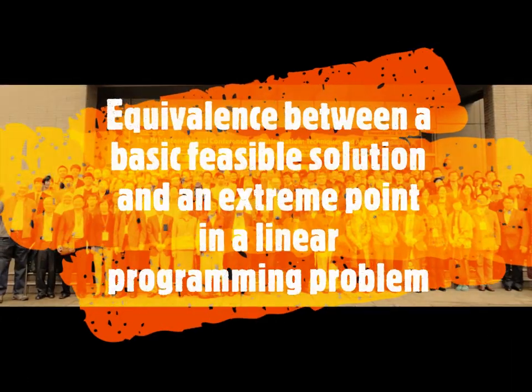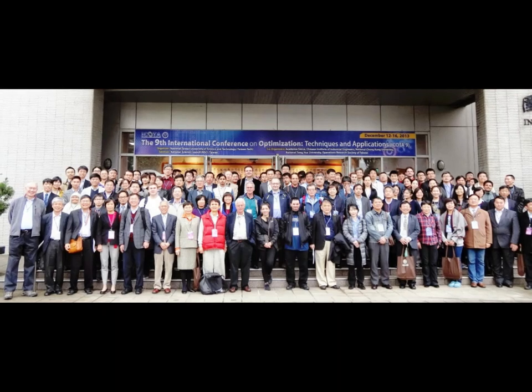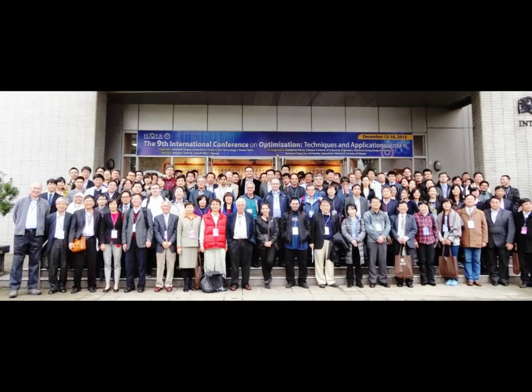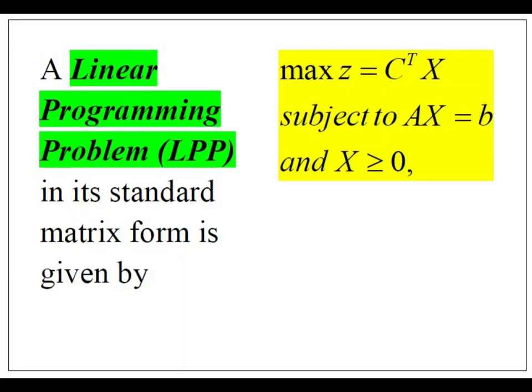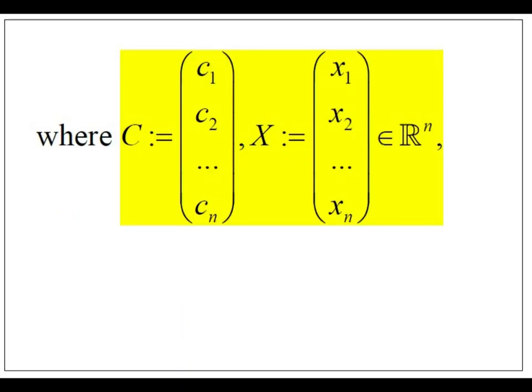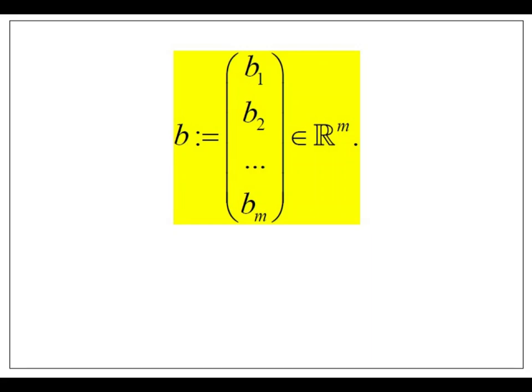Today we are going to discuss the equivalence between a basic feasible solution and an extreme point of the feasible region in a linear programming problem. A linear programming problem in its standard matrix form is given by maximization of z equal to c transpose x subject to Ax equal to b and x is greater than or equal to 0, where c and x are column vectors in Rn, A is an m by n matrix and b is a column vector in Rm.